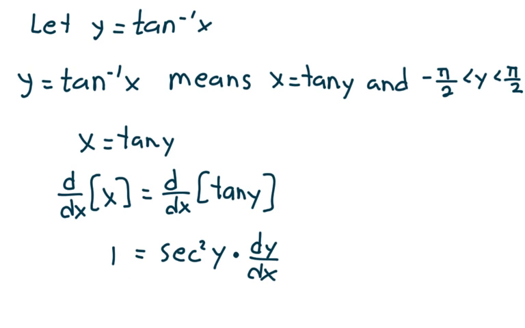Let y equal arc tangent x, and we want to find the derivative of arc tangent x with respect to x. So y equals arc tangent x means x equals tangent y, and y is between negative pi over 2 and pi over 2. And this is a strict inequality, so in other words, y is greater than negative pi over 2 and less than pi over 2.